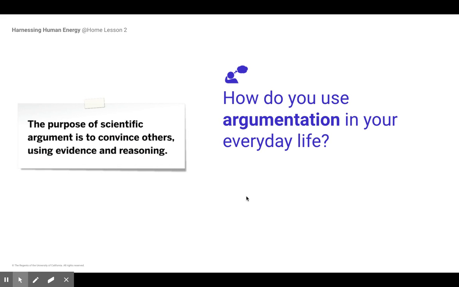So the purpose of a scientific argument is to convince others using evidence and reasoning. So how do we use argumentation in our everyday life? When you think that you're right, which Ms. Maljevic thinks that she's right about 99.9% of the time, I'm going to give you the reasons as to why I know that I'm right, and you should think that I'm right.